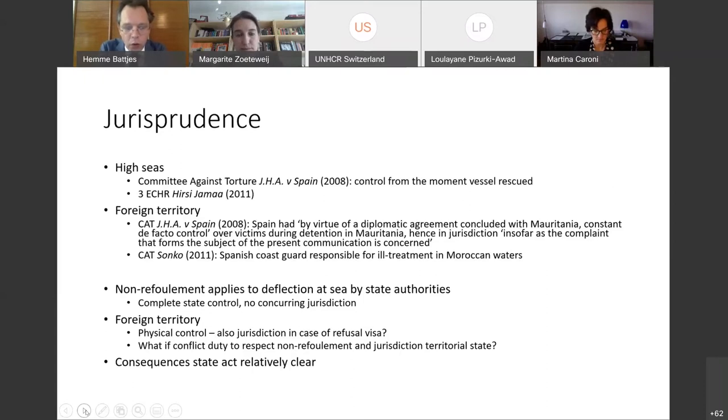Another case is the case of Sonko, also from the Committee Against Torture. This case concerns the actions of Spanish Coast Guards who in Moroccan territorial waters punctured some inflatable boats with migrants, took them on board and then set them off close to the coastline. But one of those migrants could not swim and eventually died as a result. Here again, the committee found that by taking them on board, although within Moroccan territorial waters, Spain brought those migrants within their jurisdiction.